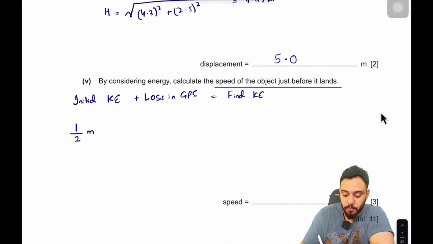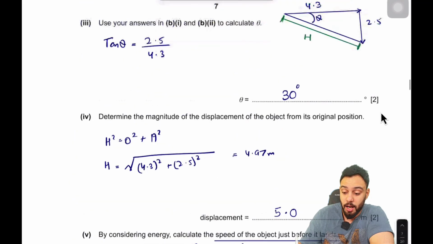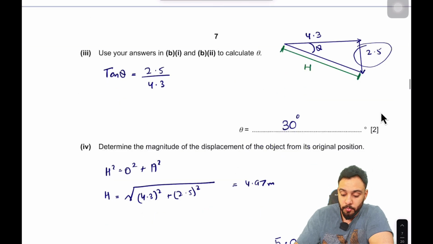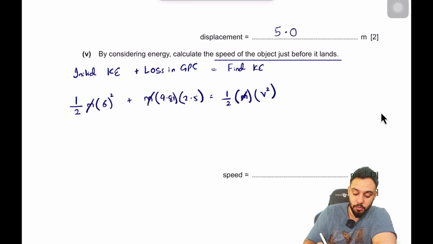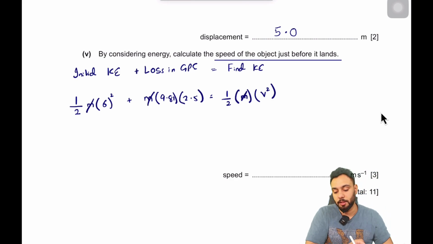So half m times 6 squared, initial, plus m times gravity 9.81 times the change in height, which is 2.5, is going to be equal to one half times mass m times the final velocity squared, which you are required to find. So mass cancels out. Let me just plug this into a calculator: half times 6 squared, and then add it to 9.81 times 2.5.